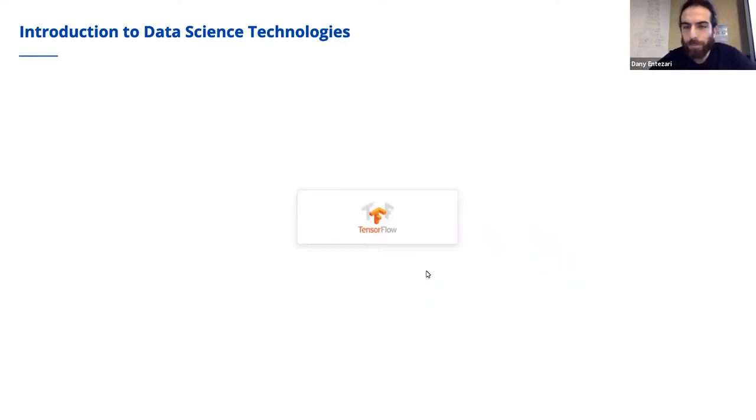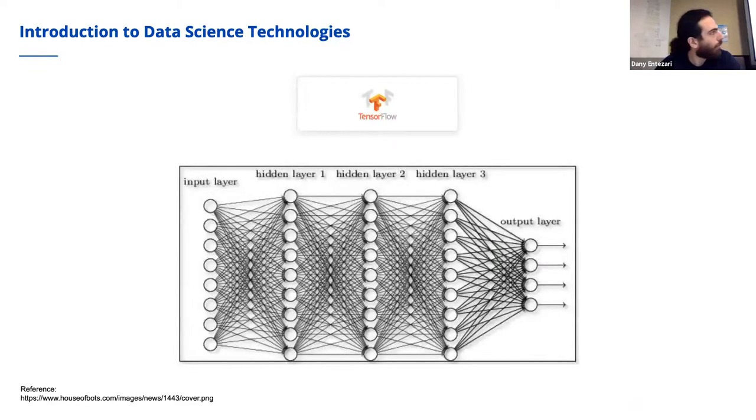Then there is TensorFlow. Now, there is of course scikit-learn. Like I said, we're not going to look at all of the libraries, but there are libraries like scikit-learn and PyTorch, which are for machine learning. But this library, TensorFlow, encompasses all machine learning types, supervised, unsupervised, reinforcement, but especially deep learning.